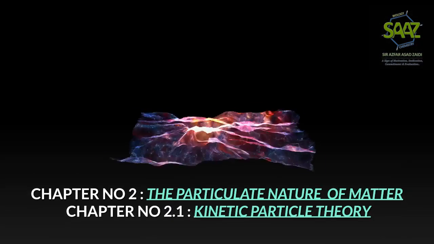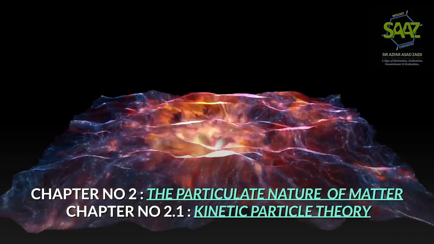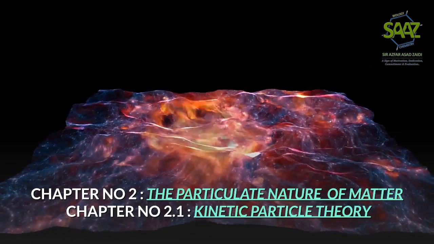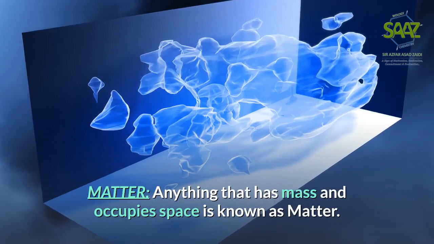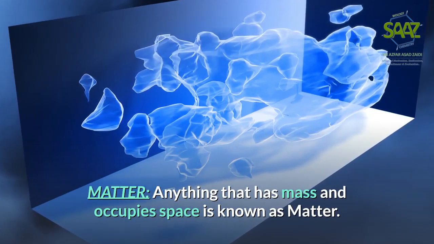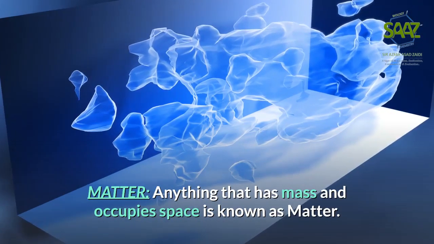Chapter number 2, The Particulate Nature of Matter. Subchapter number 2.1, Kinetic Particle Theory. Matter. Anything that has mass and occupies space is known as matter.